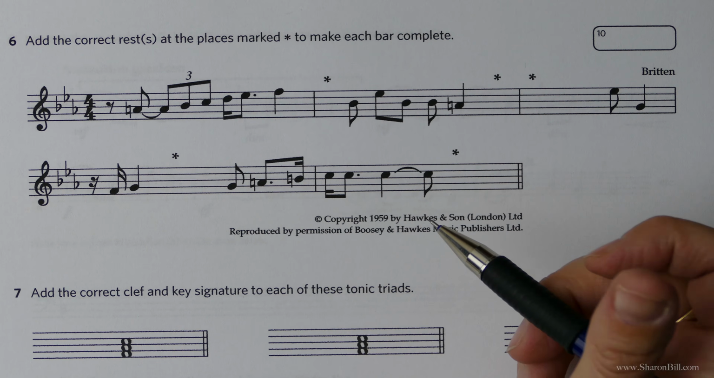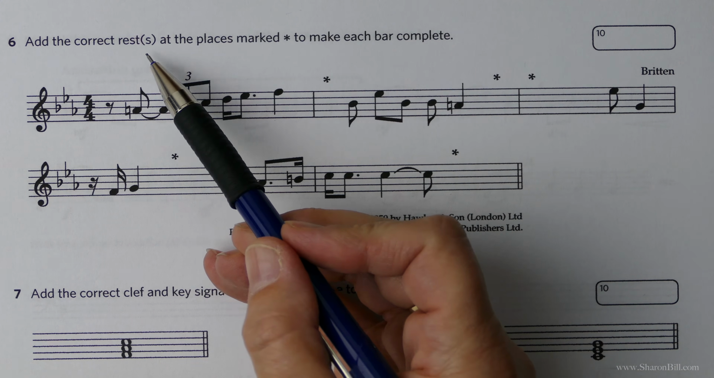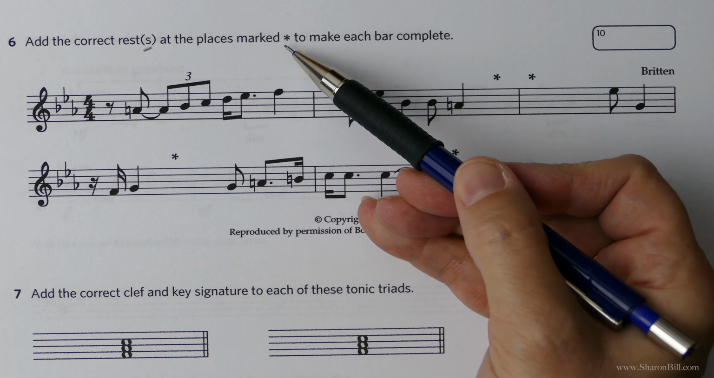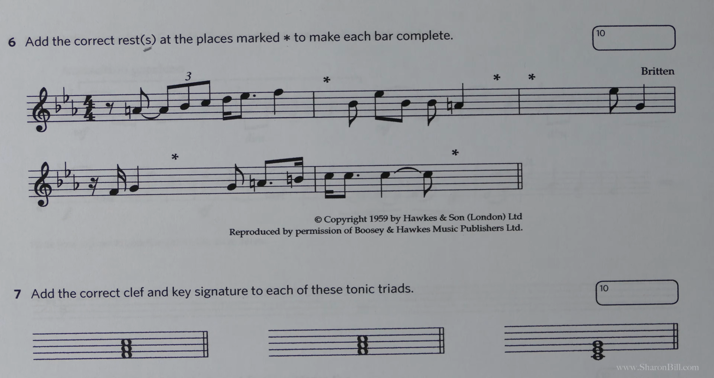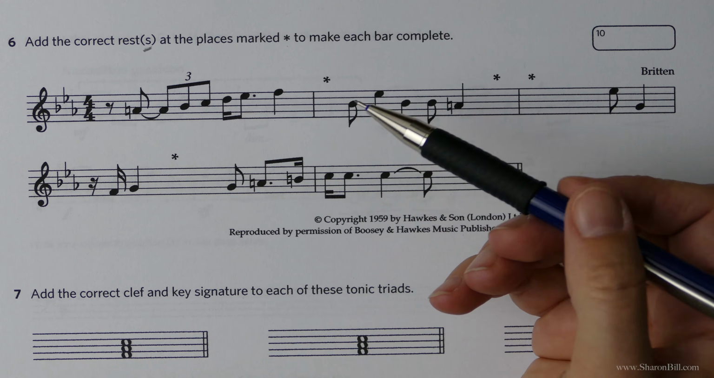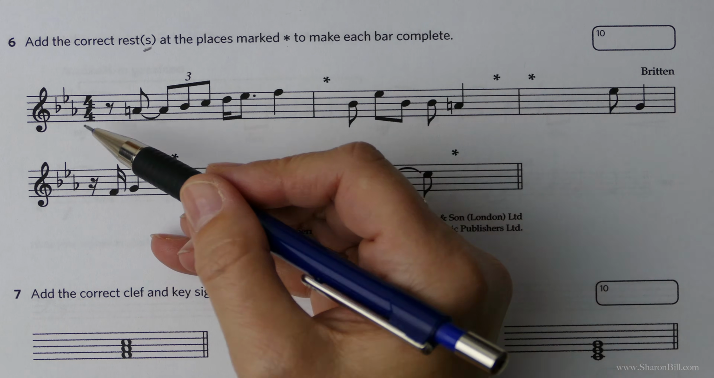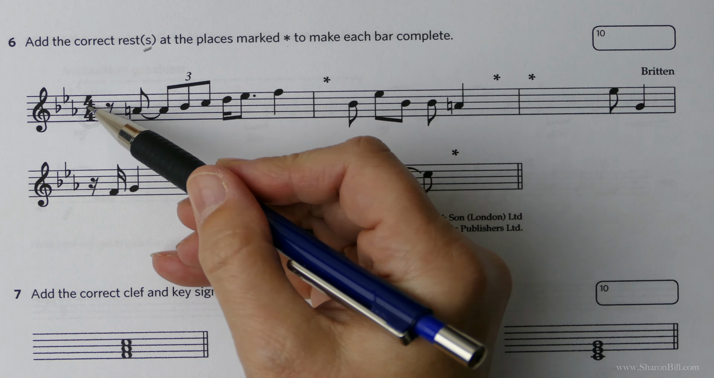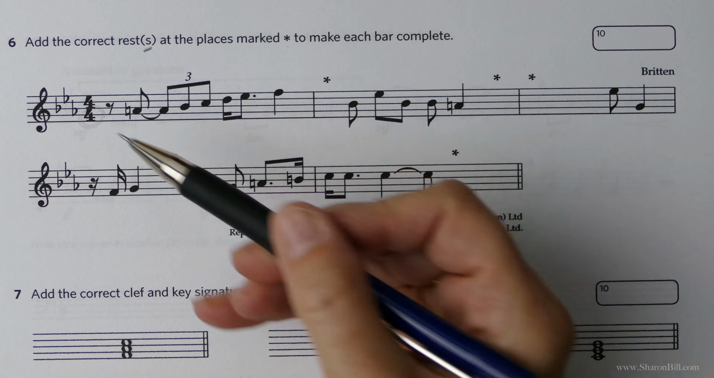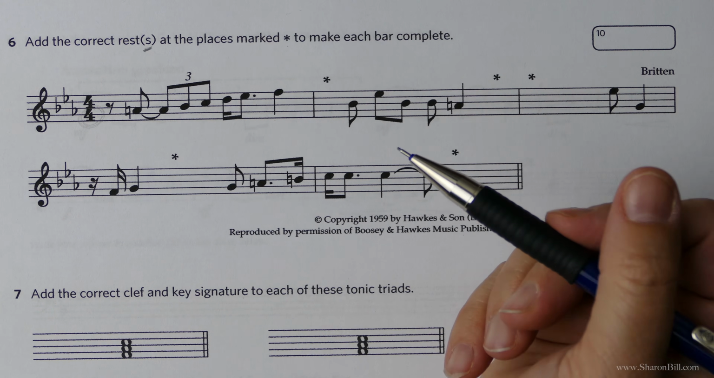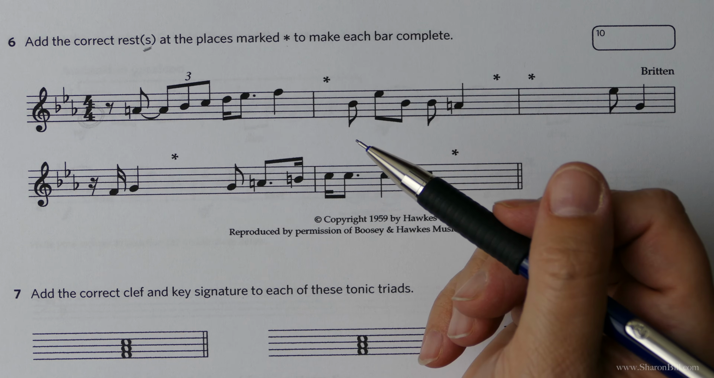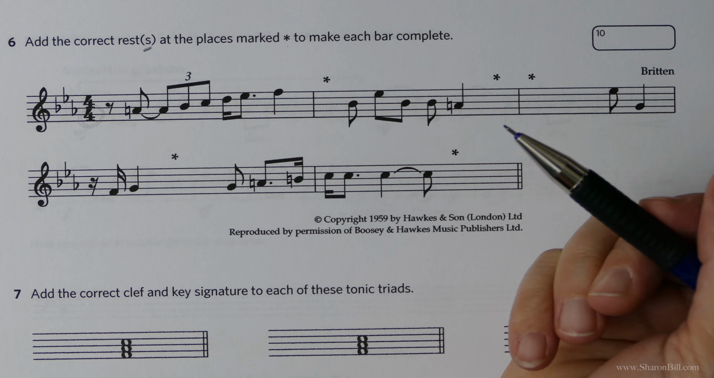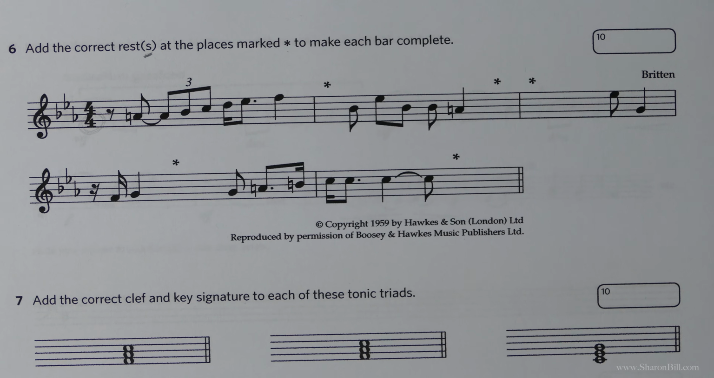So then, we're asked to add the correct rest or rests. Now that's the important point to notice. At the places marked with a little star to make each bar complete. Now it's not just enough to fill the gaps that are missing in the bar. We've also got to reflect this time signature. We need to reflect each new crotchet beat, each new quarter note, and the way that we group those rests. If you remember, the general rule of thumb is that every new beat needs a new rest. However, there are a couple of exceptions to that we'll meet as we go along.